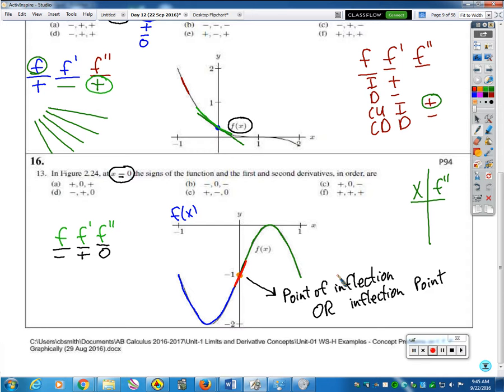We're on to F double prime, and we're looking at the graph of F, and notice that prior to this point, F has a concave up shape. After this point, F has a concave down shape. This point in the middle, you need to memorize this, is called a point of inflection. I guarantee you will see that word on the test, point of inflection, or inflection point. They say it both ways. You must memorize that a point of inflection is where the concavity of F changes. The concavity of F changes at the inflection point.